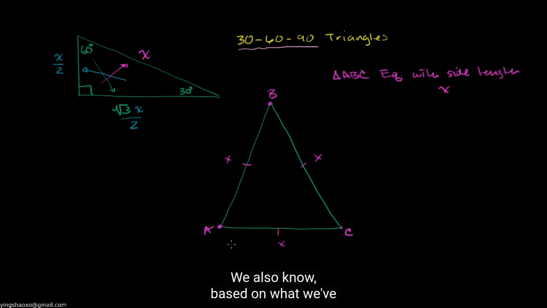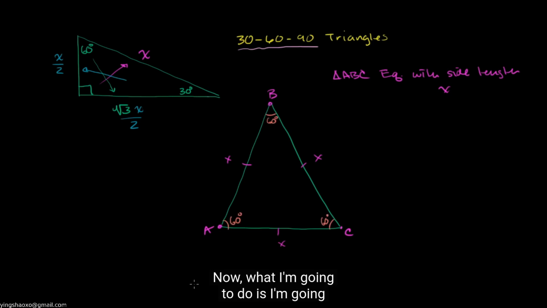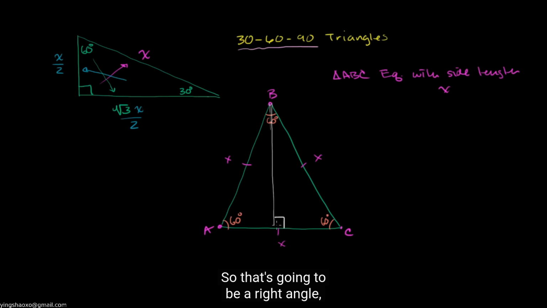We also know, based on what we've seen from equilateral triangles before, that the measures of all of these angles are going to be 60 degrees. So this is going to be 60 degrees, this is going to be 60 degrees, and this is going to be 60 degrees. Now what I'm going to do is drop an altitude from this top point right over here. So I'm going to drop an altitude right down, and by definition, when I'm constructing an altitude, it's going to intersect the base right here at a right angle. So that's going to be a right angle, and this is going to be a right angle.